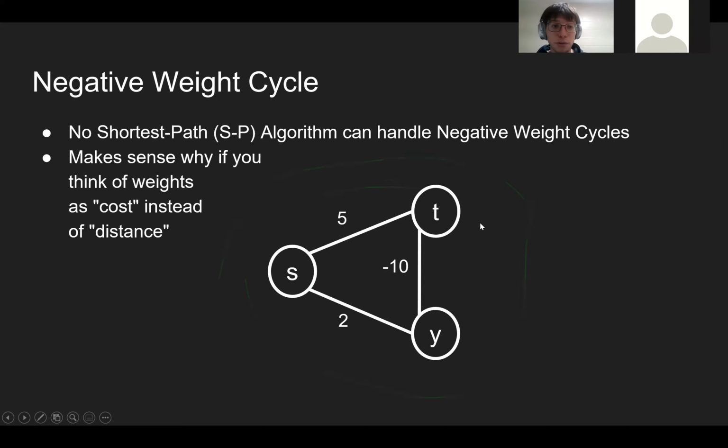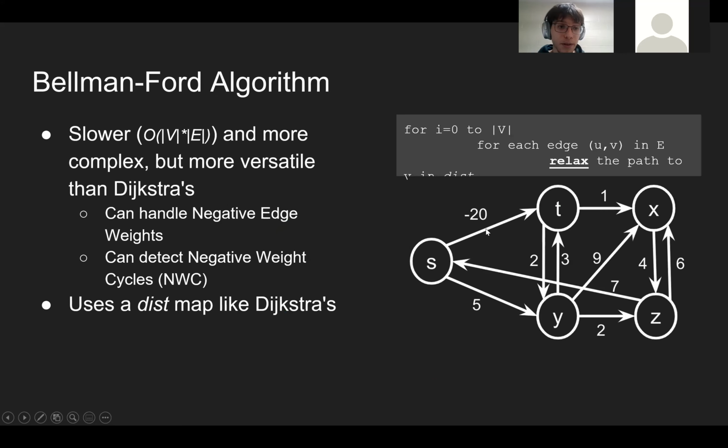It can also deal with negative edges. It's slower, but it is more versatile. So let's look at it. We can handle negative edge weights and negative weight cycles. Just like Dijkstra's, it uses the distance map, in fact, it's a pretty similar algorithm. The difference is that instead of relaxing only some of the edges, in every iteration it's going to relax all of the edges.